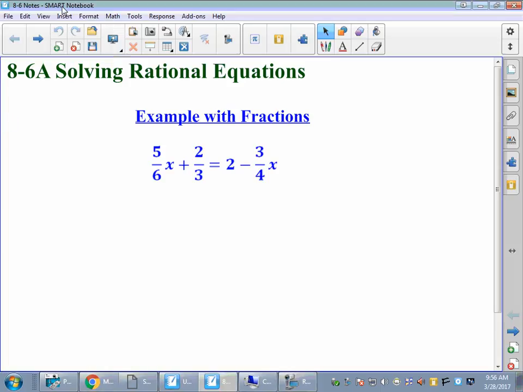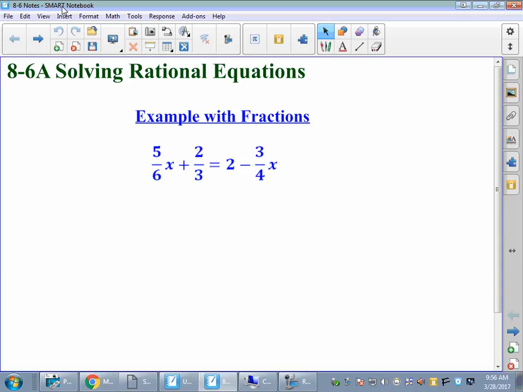These are your 8-6A notes, and actually they're just your 8-6 notes. There will be no B for this section. So this is the section where we actually solve equations. So we're taking the expressions to equations now.